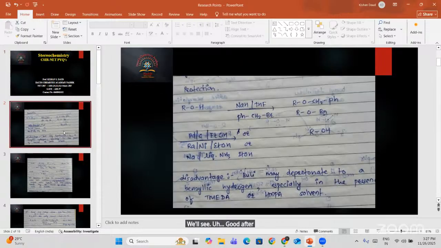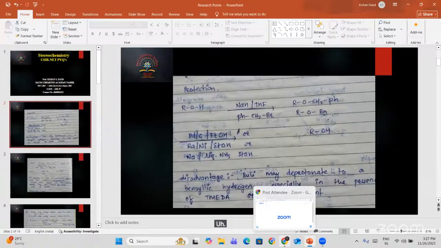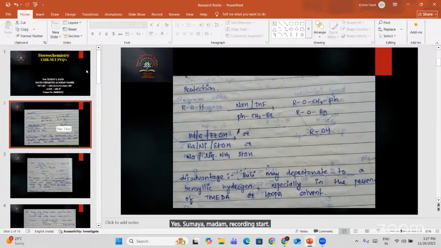गुड आफ्टरनून एवरीवन। तो एम आई ऑडिबल टू एवरीवन? येस सर, येस सर. सुमय्या मॅडम रेकॉर्डिंग आणि ते हे करून घ्या स्टार्ट हो सर.